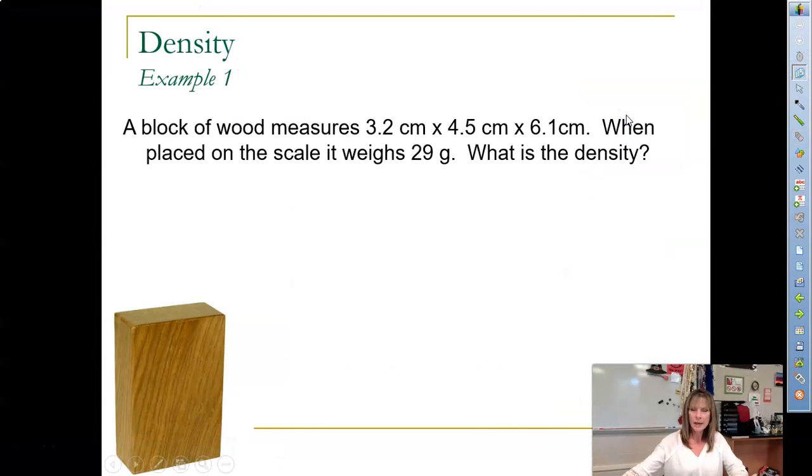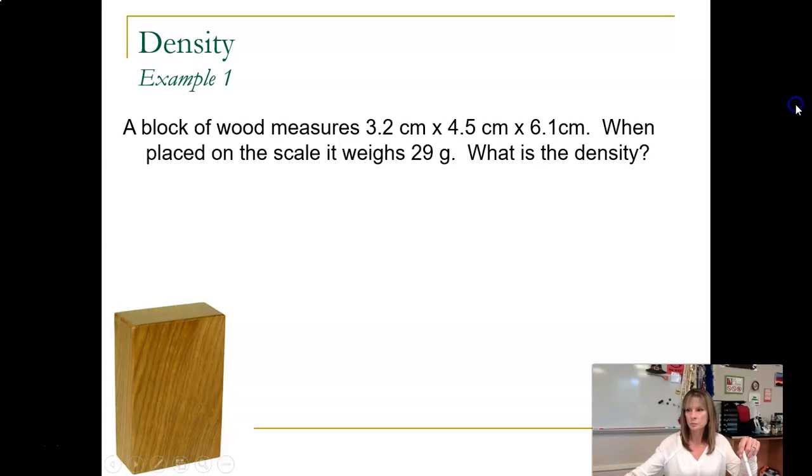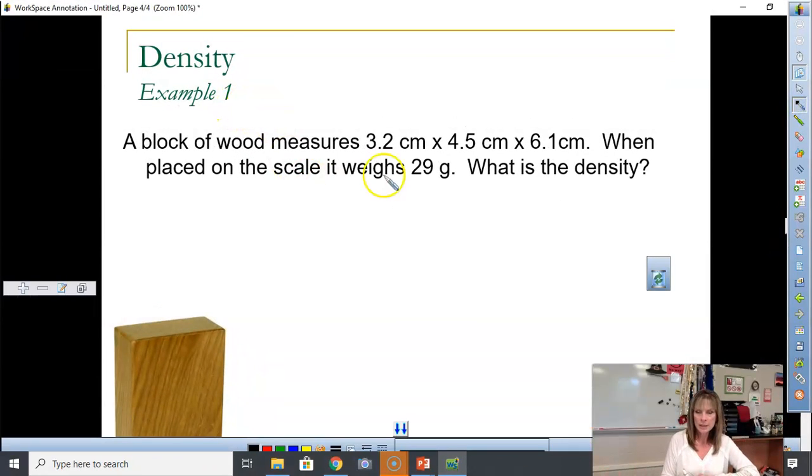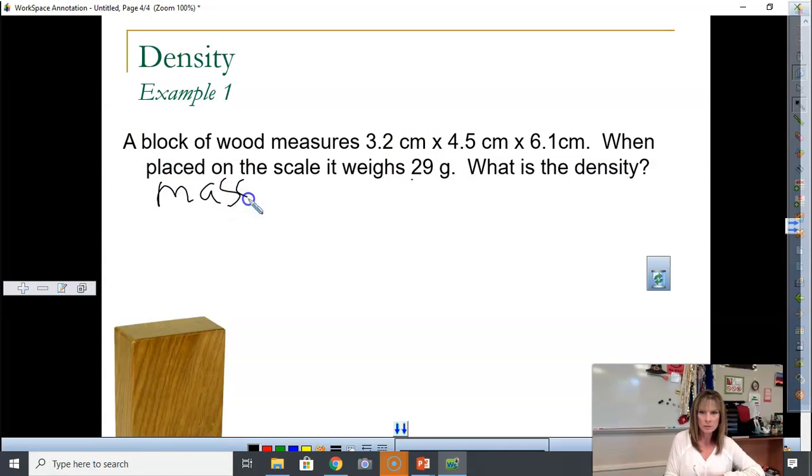Okay. All right, so a block of wood measures 3.2 centimeters by 4.5 centimeters by 6.1 centimeters. When placed on a scale, it weighs 29 grams. So now we have to figure out what the density is. Well, what is 29? So let's get my pen going here again. 29 is what? What do you think that is? That is the mass. Mass equals, I promise I write better than this on the board, 29 grams.